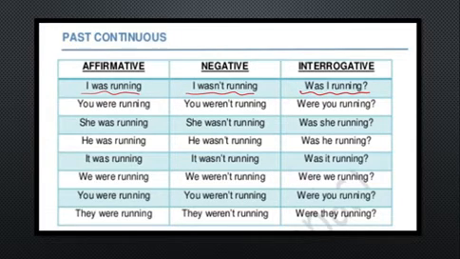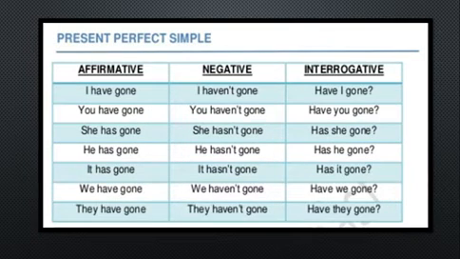Esto es pasado continuo que sigue sucediendo o que se sigue manifestando. Yo estaba corriendo, yo estuve corriendo, yo no estuve corriendo, yo no estaba corriendo, estaba yo corriendo, estuve yo corriendo, ¿ok? Es muy diferente el pasado continuo que el presente perfecto simple o que el pasado participio.